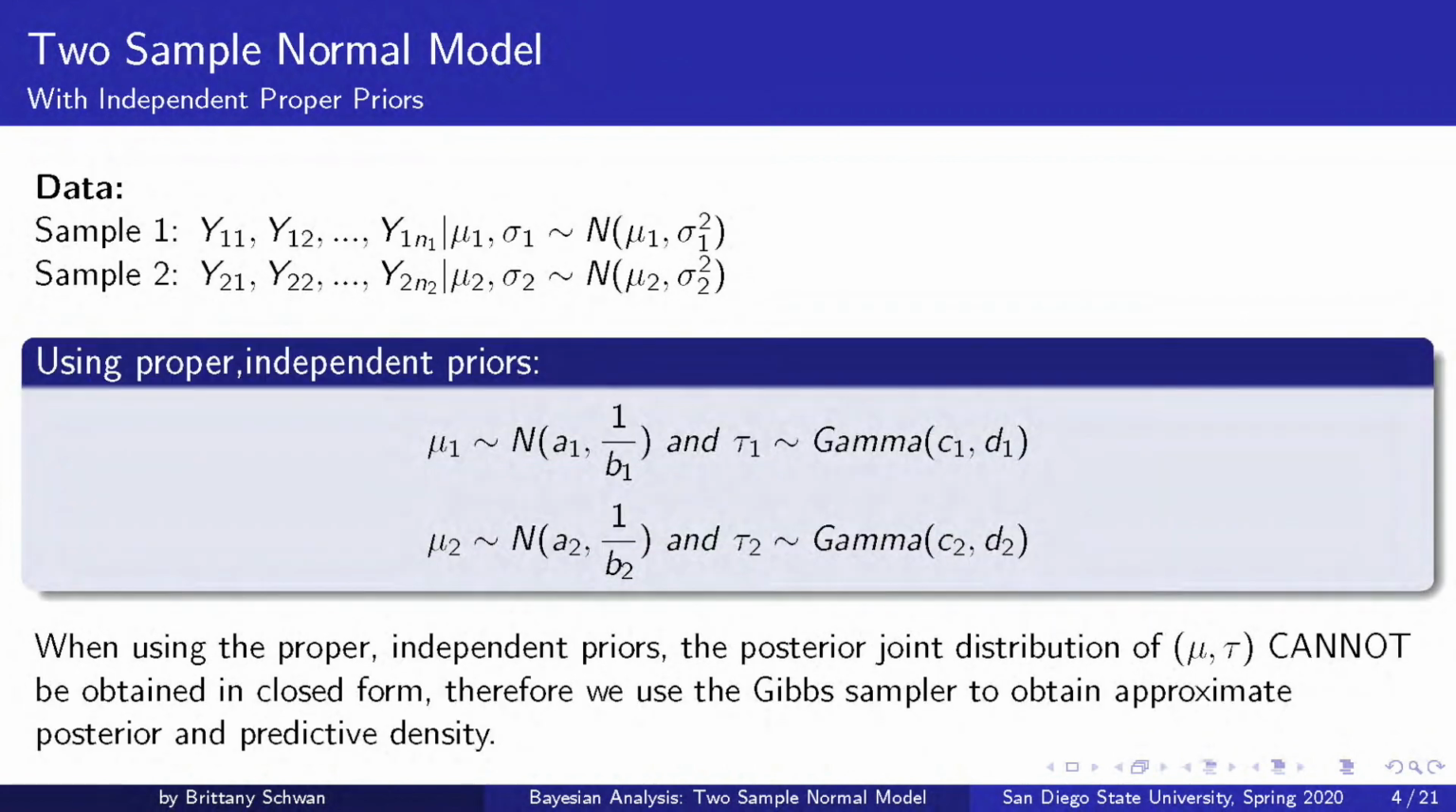Another approach to prior selection would be to use independent proper priors. Here, mu1 and mu2 follow normal distributions, and tau1 and tau2 follow gamma distributions. When using these proper priors, the posterior joint distribution cannot be obtained in closed form, so we have to use a Gibbs sampler to obtain the approximate draws. The hyperparameters A, B, C, and D can be determined by utilizing expert opinion and asking them specific questions. We'll discuss this in more detail now.